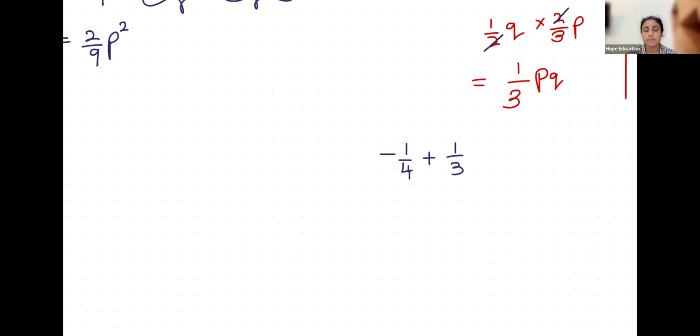So here, I have to get the common denominator. Here the common denominator is 12, no? So this I have to multiply by 3. Therefore, this also I multiply by 3. This I multiply by 4. So this also I multiply by 4.